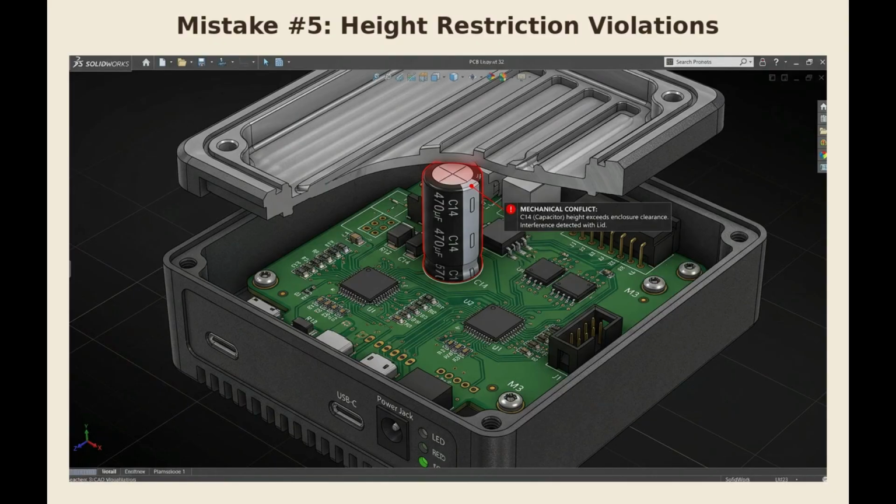Placing components in height-restricted areas can create mechanical conflicts with enclosures, shields, and heat sinks. Always review component heights before finalizing the layout. Don't just think in 2D. 3D DRC checks are essential to ensure that your tallest components, like electrolytic capacitors or large inductors, have the clearance they need.